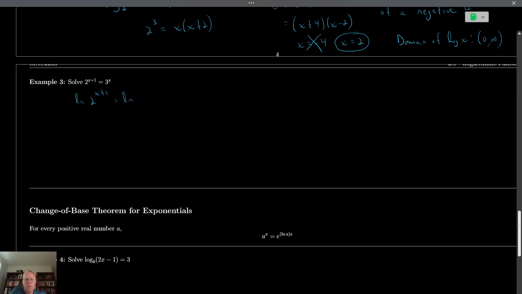Ln of 2 to the x plus 1 equals ln of 3 to the x. Now we're going to use our properties of logarithms and bring this exponent down, bring both the exponents down. X plus 1 ln of 2 equals x ln of 3. And I don't remember if they want this unsimplified or not. So we will leave it unsimplified for now. So let's distribute. So ln of 2 is just a number. Ln of 3 is just a number. So let's write this. We'll distribute this ln of 2.